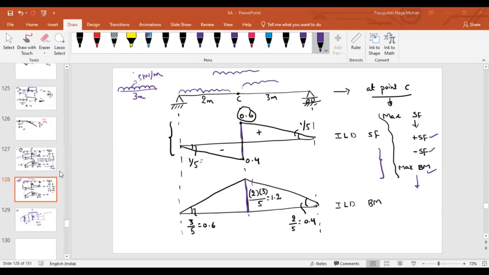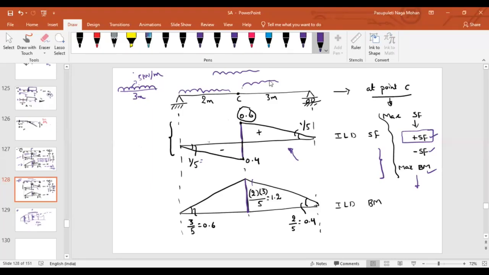Did I miss something? The tail should touch. What is our main motive? Maximum positive shear force, right? If you look at the ILD, if you want the positive values, the first thing is that I should place my load on the positive side only. Do you guys agree with that?